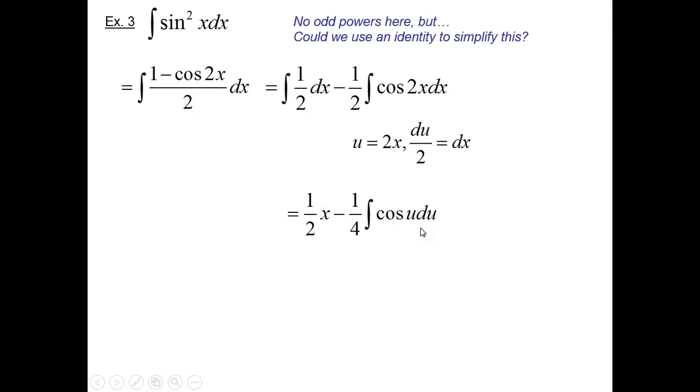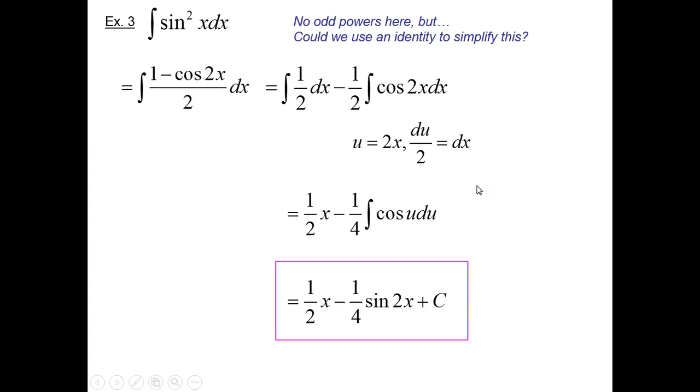So the integral of cosine u is sine u, but remember u was 2x. This is what those power reducing formulas are going to do for us when we have these expressions with even exponents. So let's summarize what we've done here in these examples.